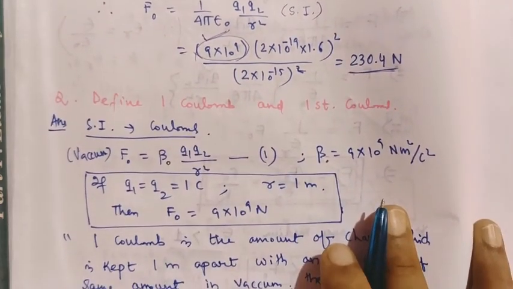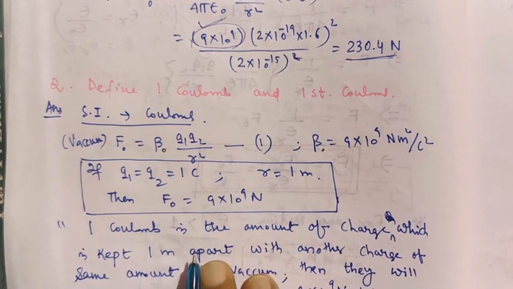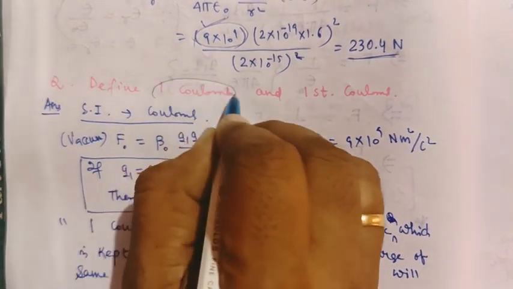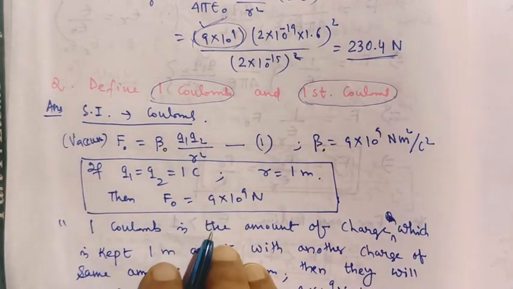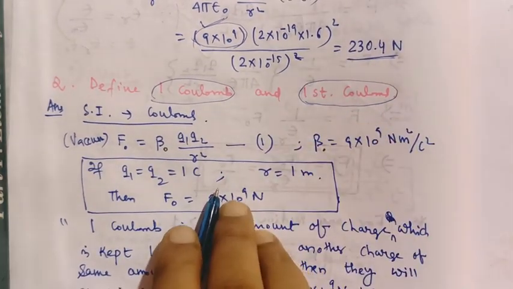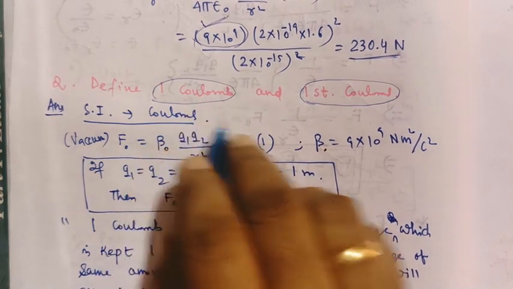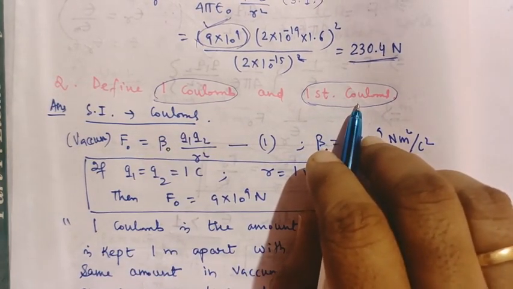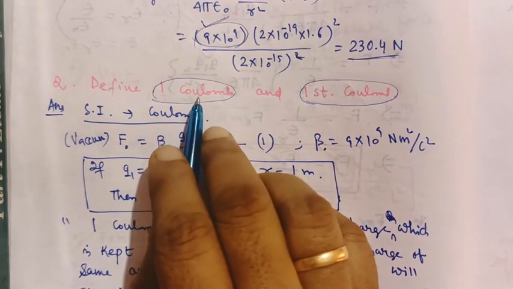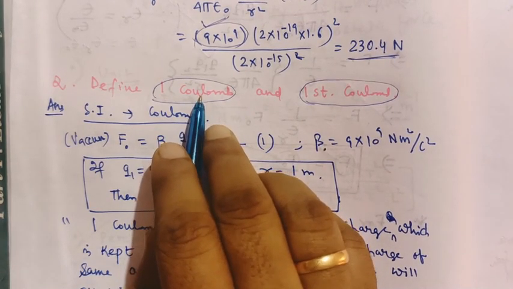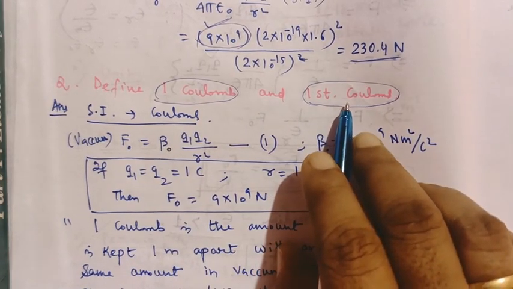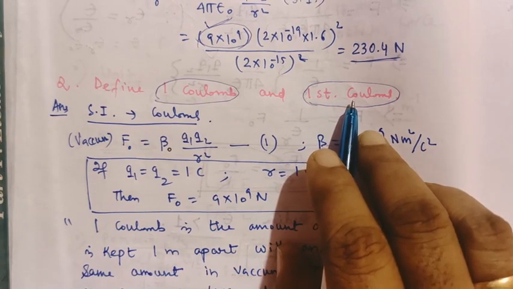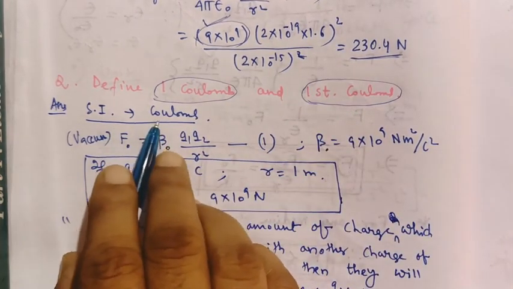Now our second question. The question is given to you. You have to define 1 coulomb and you have to define 1 stat coulomb. First remember what coulomb and stat coulomb are. Coulomb is the SI unit of charge. Stat coulomb is the electrostatic unit of charge. So when we define coulomb, we should write Coulomb's force formula in the SI system. When we define stat coulomb, at that moment we have to write Coulomb's force formula in CGS unit or electrostatic unit. First come to the SI unit, coulomb.